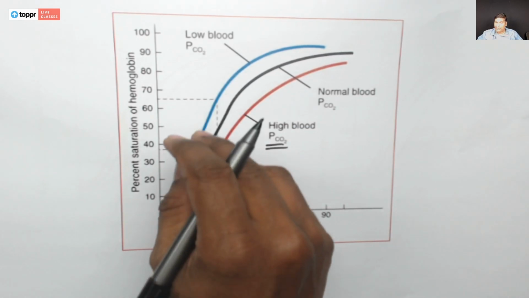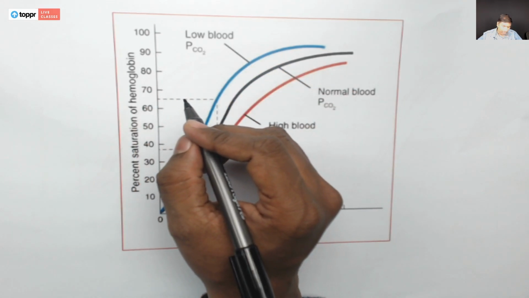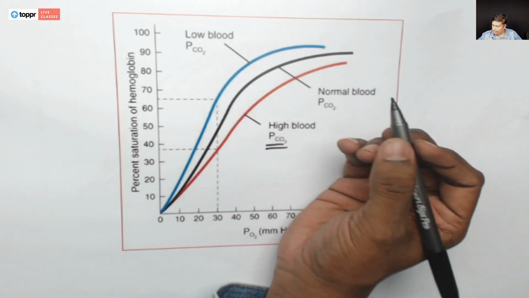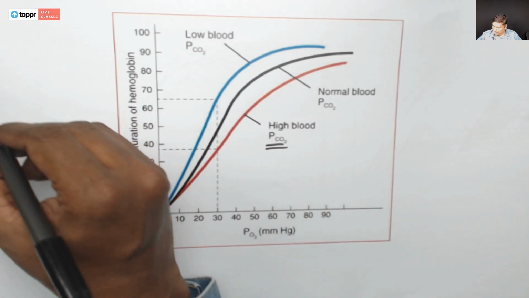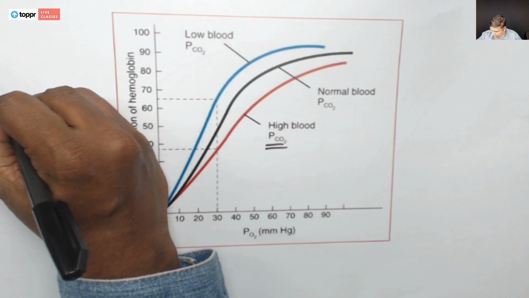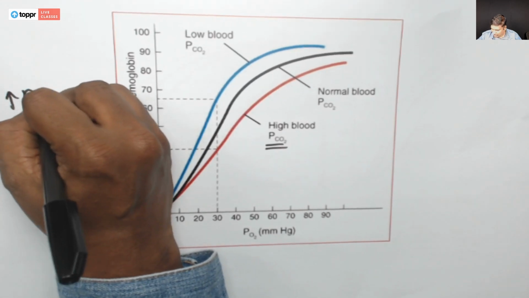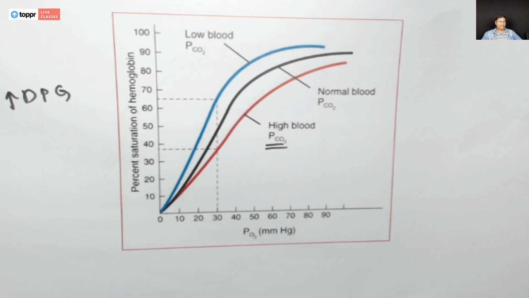Okay, as of now I don't have the graph for the effect of DPG on the saturation of hemoglobin, but I can tell you this: accumulation of DPG will lower the oxygen affinity. Okay, accumulation of DPG will lower the oxygen affinity. Then I'll tell you the final aspect, which is the Bohr effect. Just a couple of minutes, will be done.